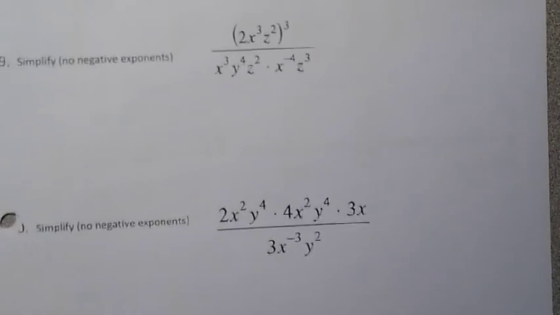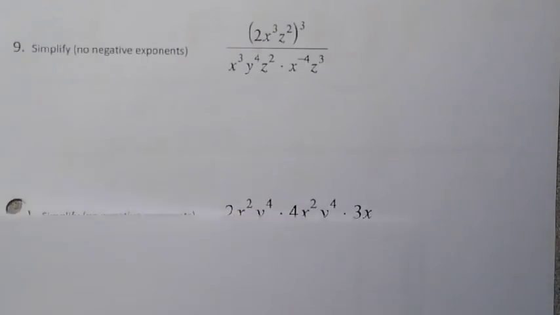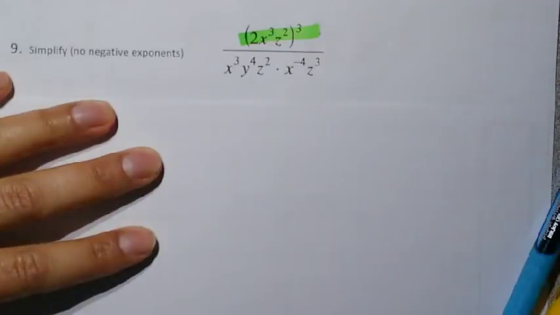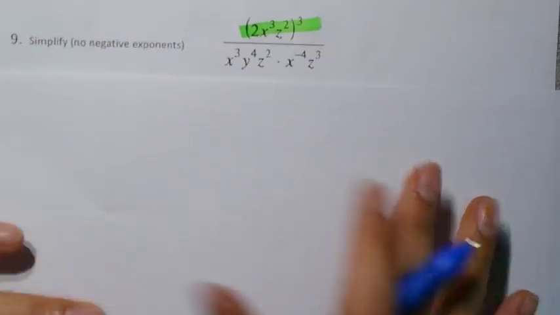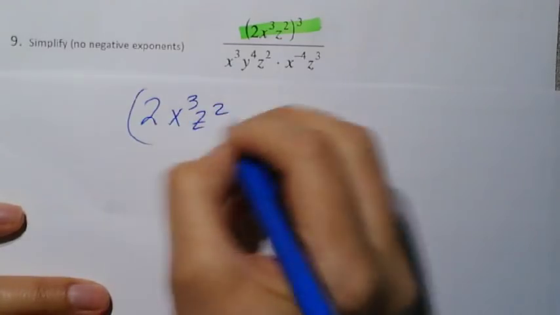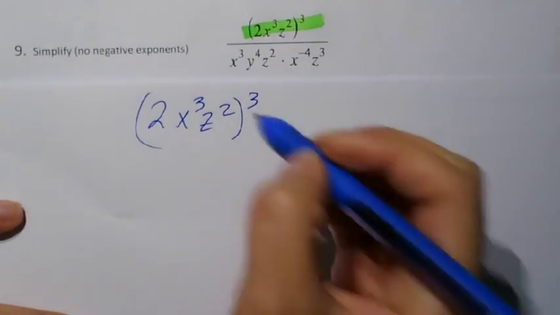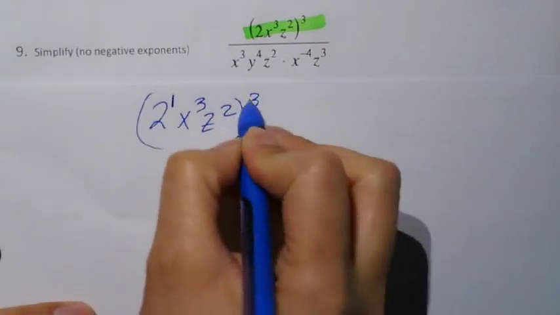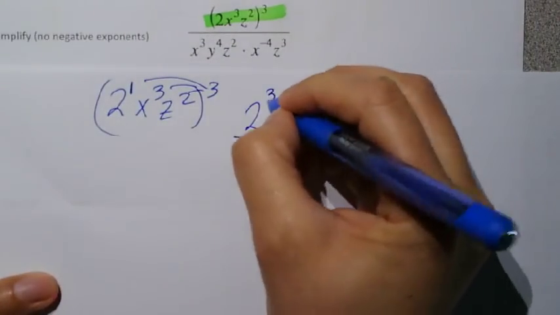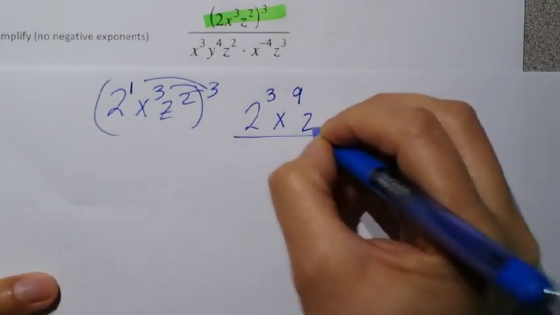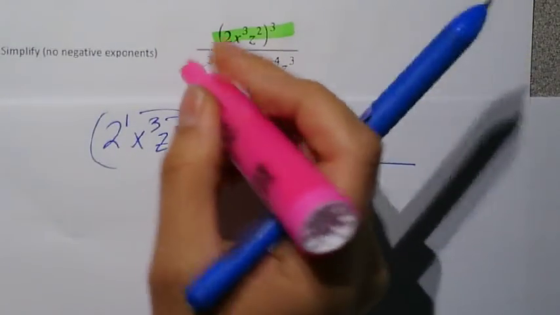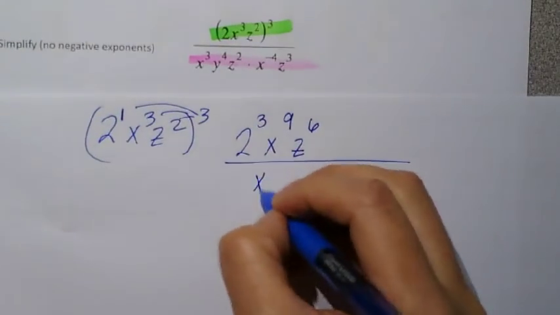For number 9, we are simplifying again with no negative exponents. Same thing we were doing before. I'll do the numerator first and then the denominator. This is the only one that has a power, so let me rewrite it here. So I'm going to assign the power of 1, and there is none, and then give the power of 3 to everything. So I have 2 to the 3rd, x to the 9th, z to the 6th. On the bottom, on the denominator, there are no powers, just variables, so I'll just rewrite them.